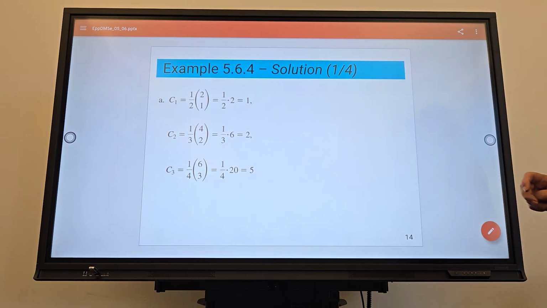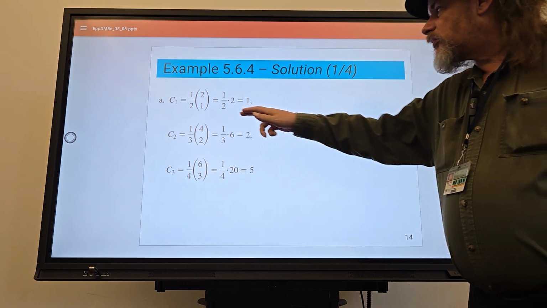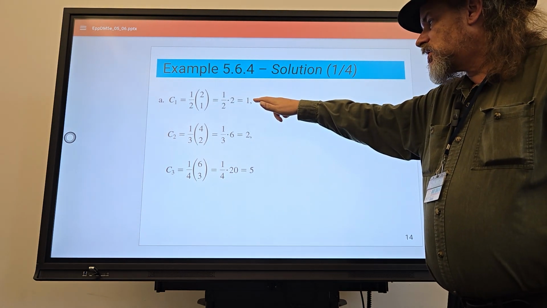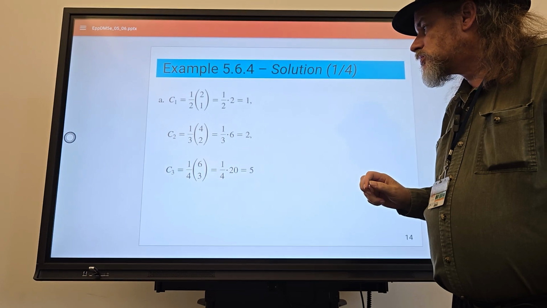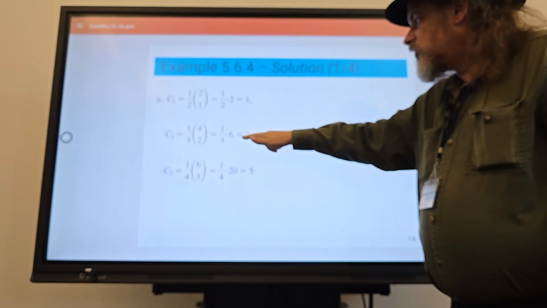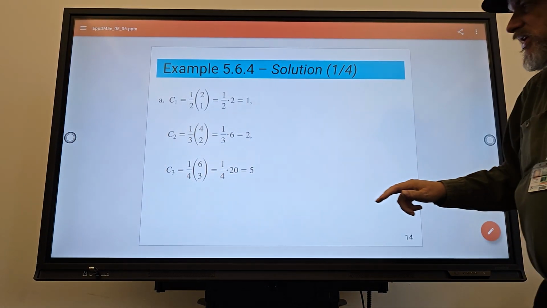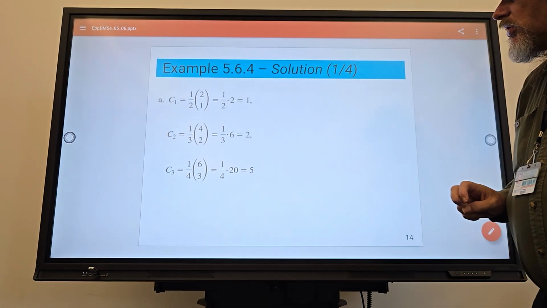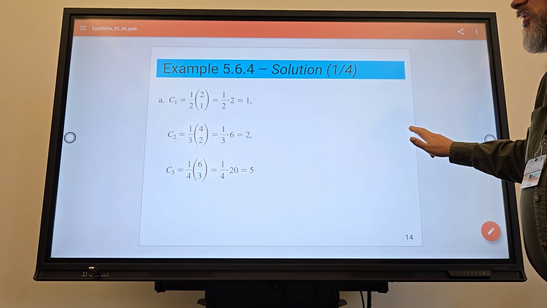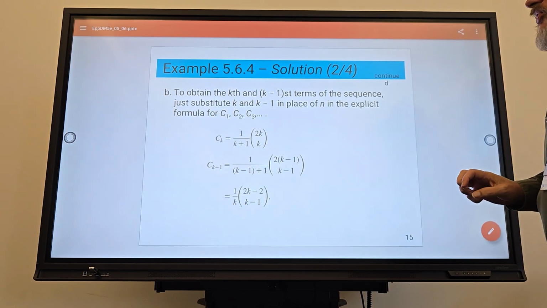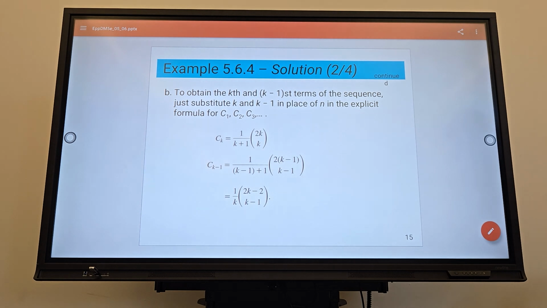Okay? Well, C sub 1 equals 1 when you multiply it out. C sub 2 equals 2 when you multiply it out. C sub 3 equals 5. To obtain the kth term and the k minus 1 term of the sequence, just substitute k and k minus 1 in place of n in the explicit formula.